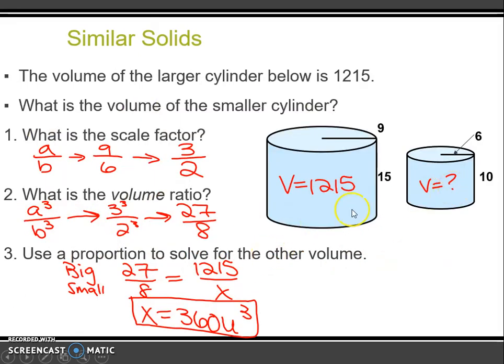So let's take a look at these two similar figures. The scale factor is 9 to 6, so that's 3 to 2. What is the volume ratio? Volume, you're going to write A to the third, B to the third. So 3 cubed to 2 cubed is 27 to 8. If I want to write the proportion to solve for the other volume, 27 to 8 equals 1215, which is the volume that is given, over X. So we're going to do big over small, cross multiply, and divide. You get 360 cubic units, because we don't have a measurement here. We just write cubic units.